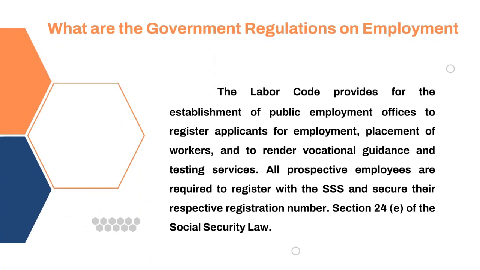So what are the government regulations on employment? The Labor Code provides for the establishment of public employment offices to register applicants for employment, place workers, and render vocational guidance and testing services. All prospective employees are required to register with the SSS and secure their respective registration number, under Section 24 of the Social Security Law.